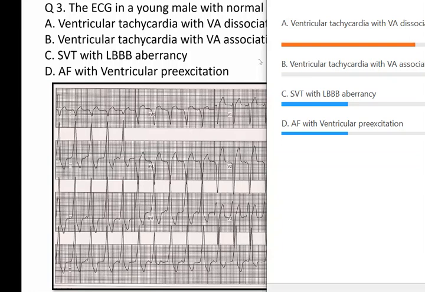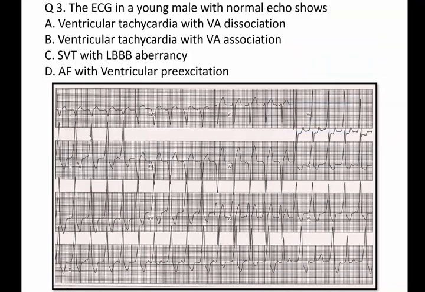Correct. The majority of you said ventricular tachycardia with VA dissociation, and that is the correct answer. So let's look at this ECG in detail. You have a wide QRS tachycardia. The rate is not very fast, just more than 100, around 115 or 116 beats per minute.